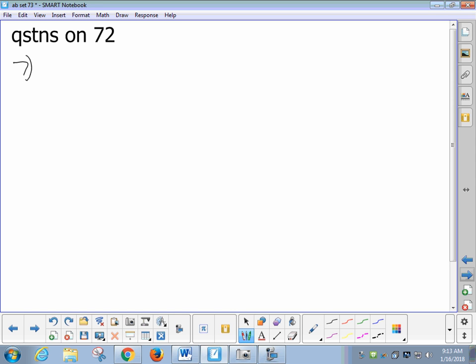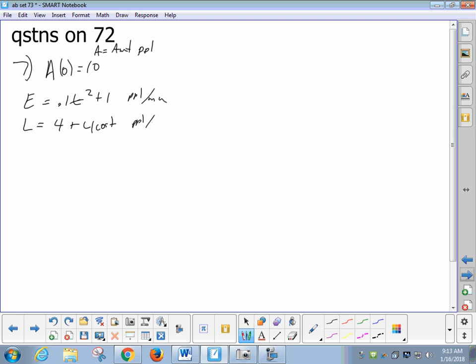At time equals 0, there are 10 people in the store. At time equals T, I'll let A equal the amount of people. People enter at a rate of E(t) equals 0.12t squared plus 1 people per minute. They leave at a rate of L(t) equals 4 plus 4 cosine t people per minute. Give an expression involving an integral for the people in the store at any time T.